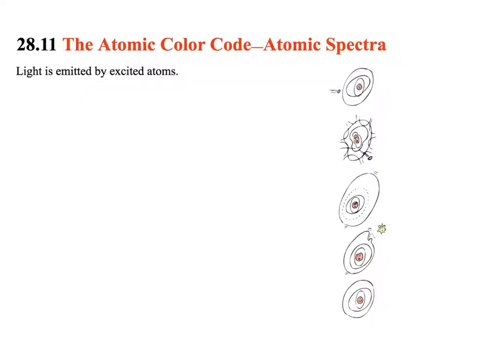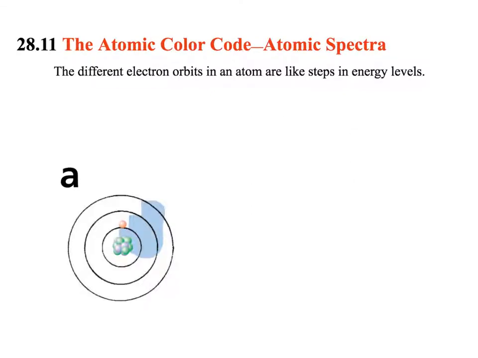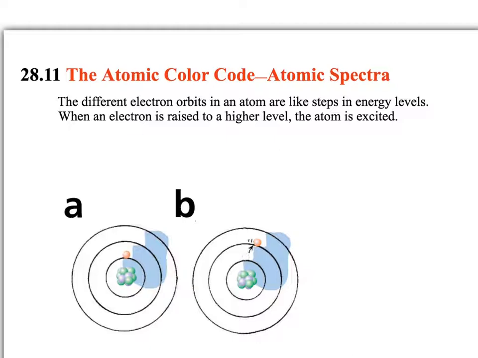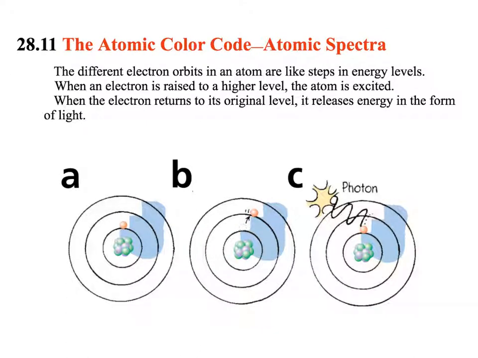Light is emitted by excited atoms. If you look at this coming in, it's a picture of an atom getting excited and expelling a photon. The different electron orbitals in an atom are like steps in an energy level. As you see, as it moves from, oops, I didn't hit my button. If it goes from this level to this level, it's becoming more and more excited. Until all of a sudden, bam, you get the photon. And you get the photon emission, and then the other goes back. It goes back down to the center.